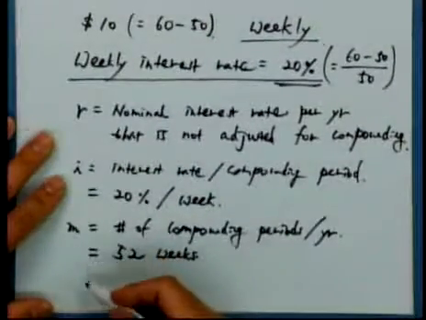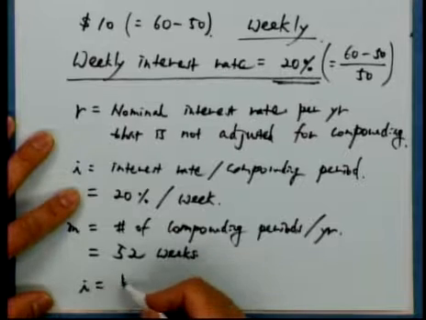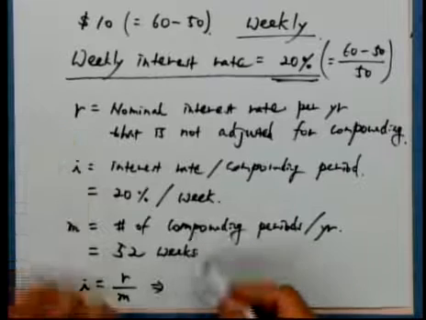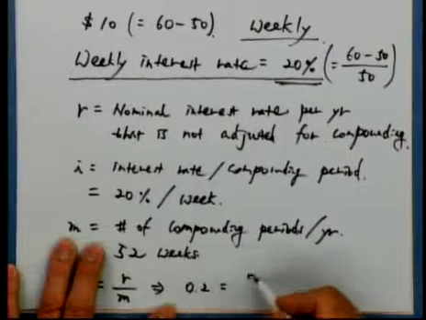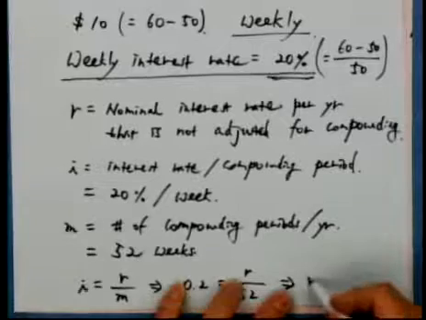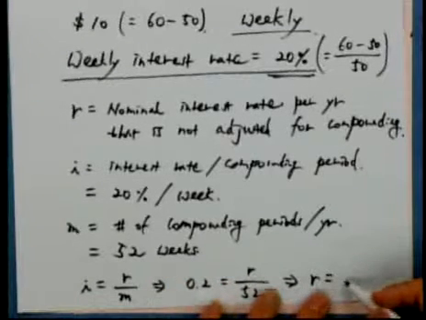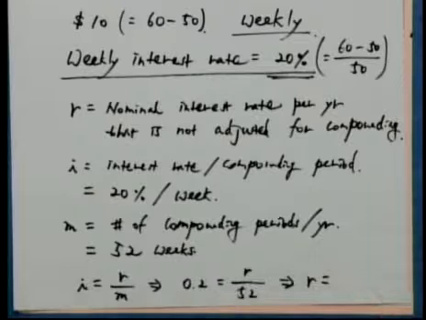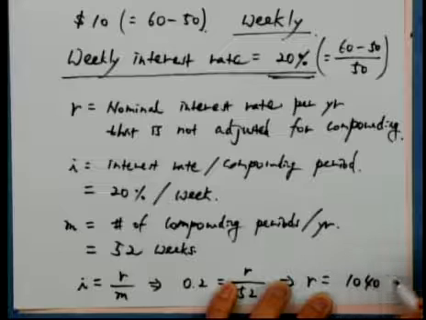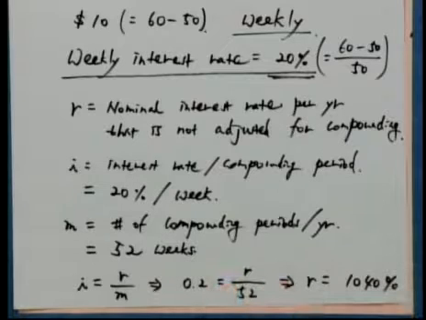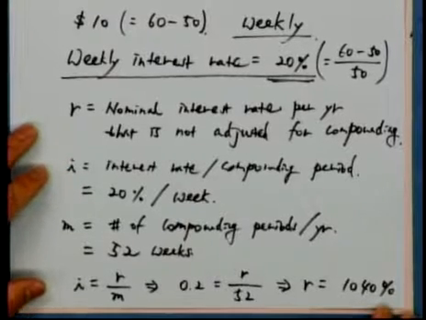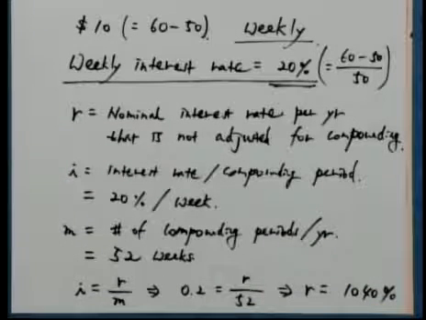So using the formula, i equals r over m. Here i is 0.2, m is 52. So r is 0.2 times 52. What is that? 1,040%. Okay? So my recommendation would be never ever borrow money from this loan company. Okay?